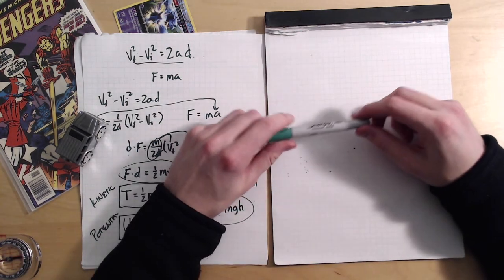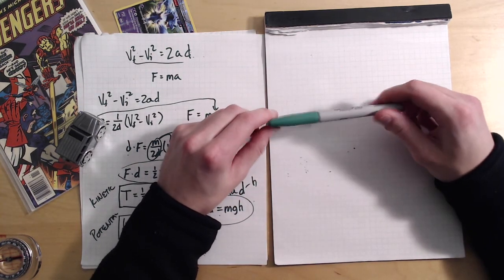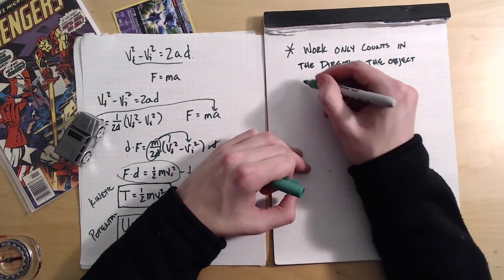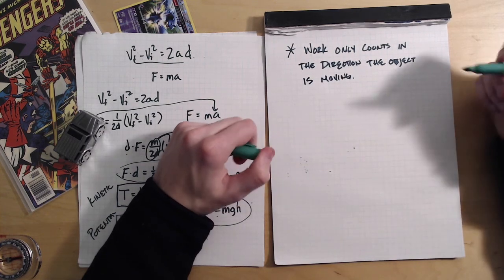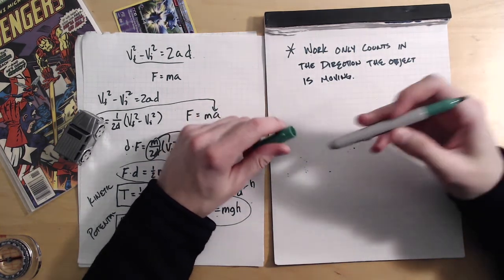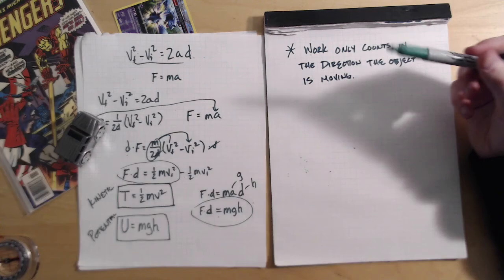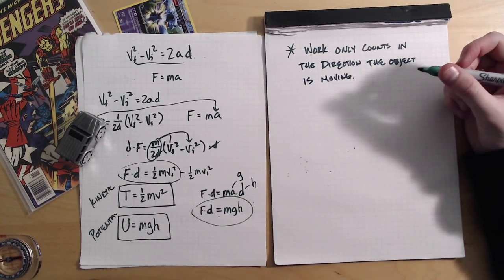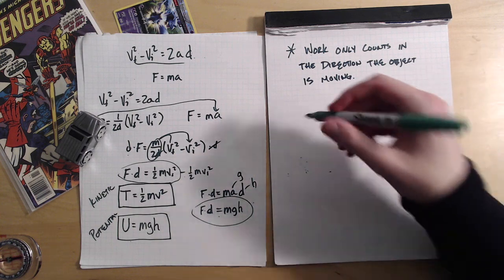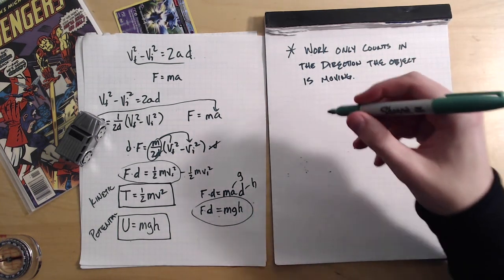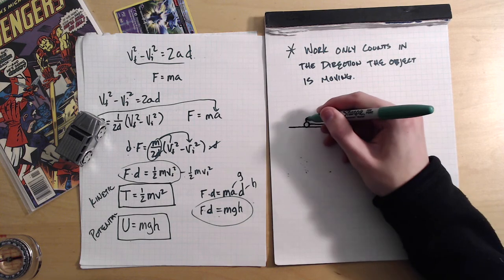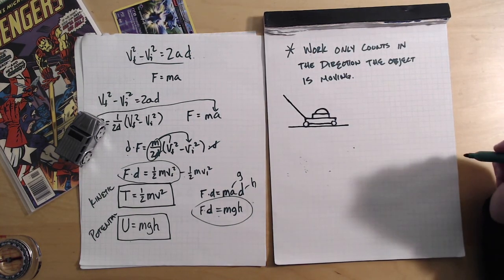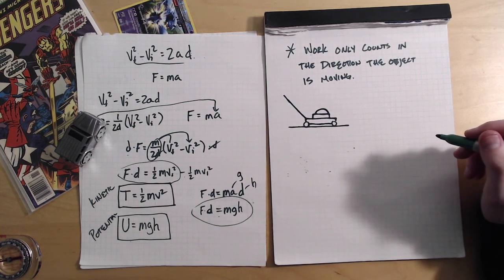So the thing about work is that it only counts in the direction that the object is moving. Okay? Now, this is a really important concept, and it's something that we're going to explore more in class tomorrow. But for now, let's look at an example. Let's say it's the nice warm summertime, and you're given the task of mowing your lawn. And let's ignore friction for now. We'll get into friction later, but let's ignore it for now.